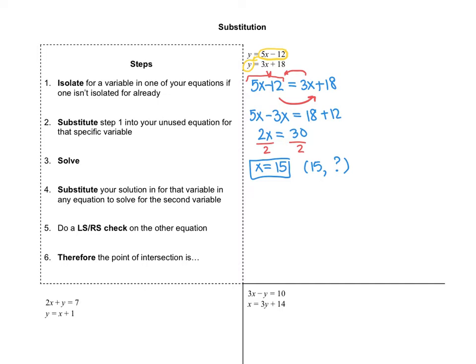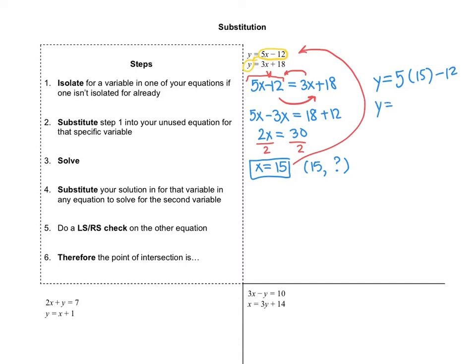So step one was to isolate, which we didn't have to worry about in this example. Step two was to mash those two equations together by doing some substitution. And step three was to actually solve the equation. At this point, we're going to do one more substitution. We're going to take this x value of 15 and sub it into either equation 1 or 2. I'm just going to go into the first one. And my first equation tells me to do y equals 5x minus 12. But instead of x, I'm going to put 15.